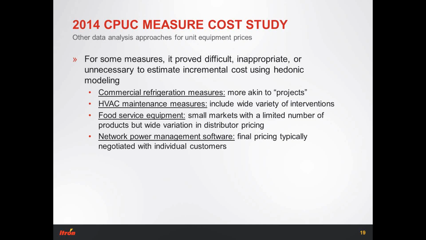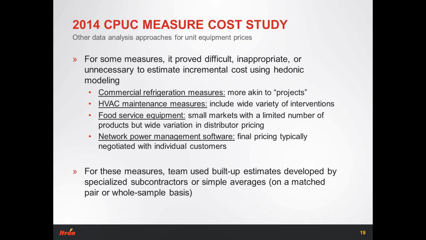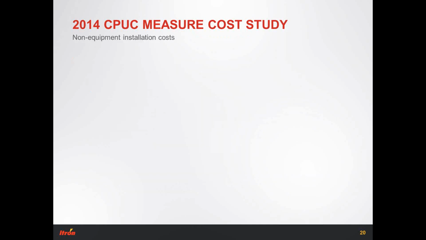As much as we wanted to do this across the board, we couldn't for several reasons. There are some measure groups like commercial refrigeration that are more like projects. They're not really specific technologies. HVAC maintenance can include a whole bunch of interventions. Think about refrigerant charging or any type of HVAC optimization. And for those, we used either built-up estimates done by specialized subcontractors or some type of simple average, either a match pair or a whole sample average.